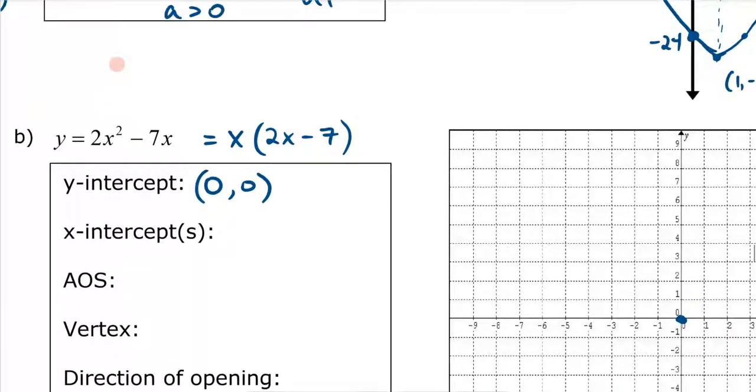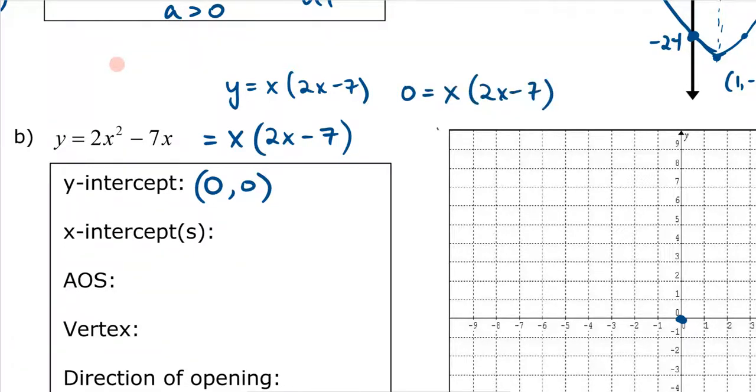My x-intercepts. Well, the idea is, if it's y equals x times 2x minus 7, at the x-intercept, y is 0, right? So it's 0 equals x times 2x minus 7. So what value of x would give you a 0? Well, x equals 0 is one answer. What value of x here would give you a 0? If I said the whole bracket 2x minus 7 is 0, so if 2x minus 7 equals 0, solve for x. Add 7 to both sides, divide both sides by 2. 7 over 2 is my other 0.